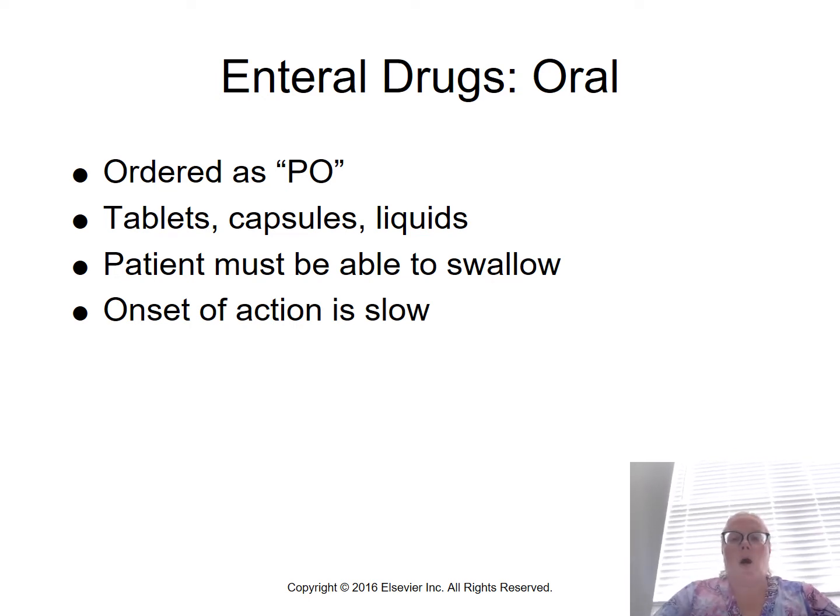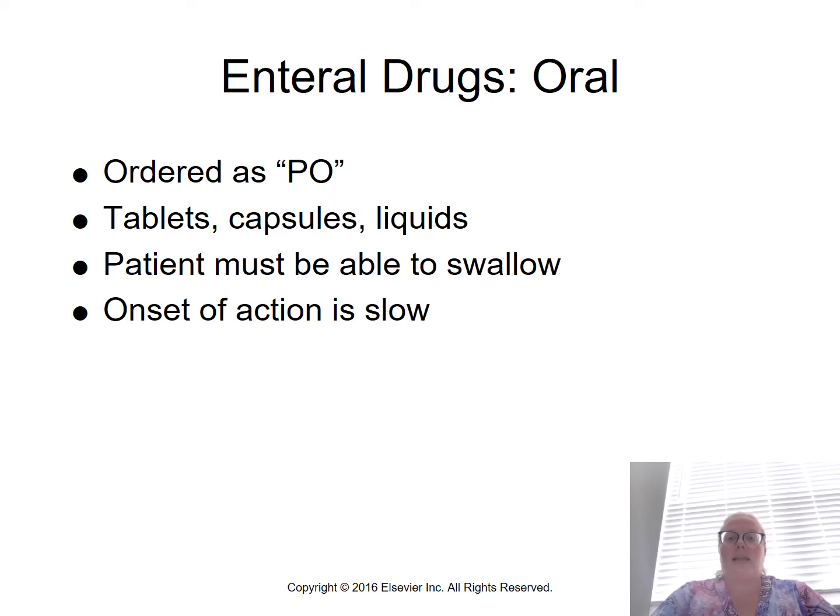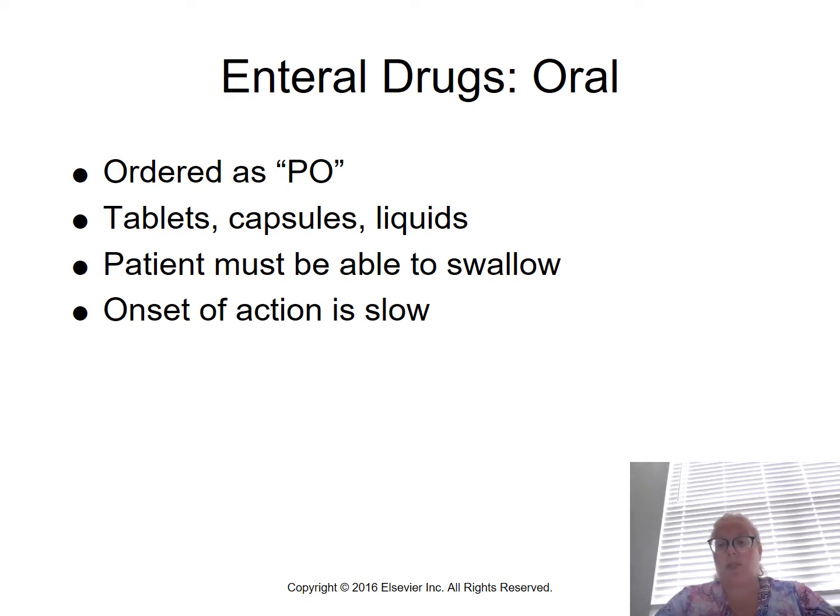Now, as far as the onset being slow, why do you guys think the onset is slow with oral medications? Well, because they must be absorbed through the GI tract, which is like 30 something feet long. So it does take a while for that medication to make its way through the GI tract.